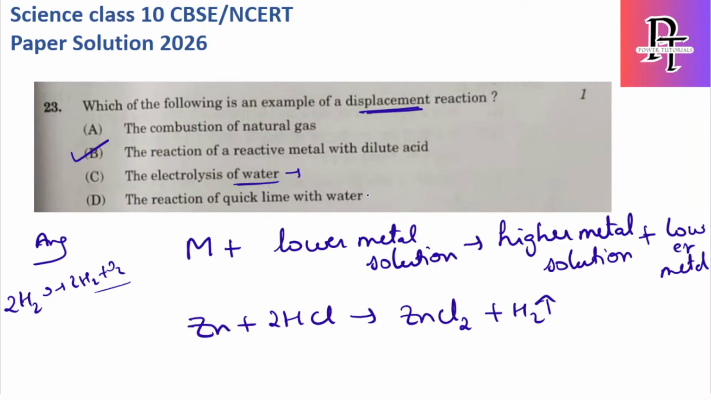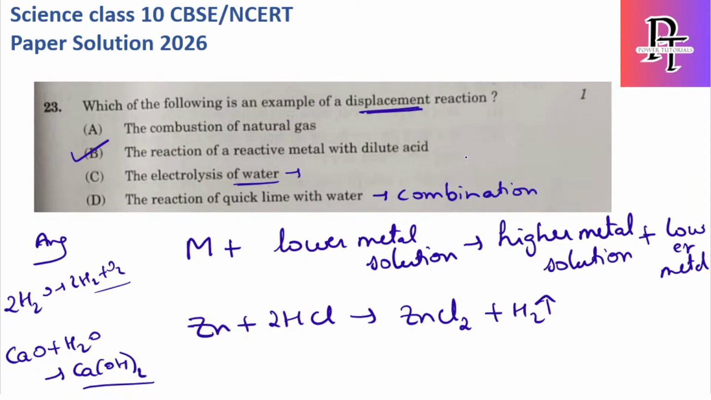What about the reaction of quicklime with water? This is also a combination reaction. Quicklime is CaO, plus water, H2O. These two combine to form slaked lime, which is Ca(OH)2. So this reaction is a combination reaction, where two or more substances are combined to form a single product. What about electrolysis of water? It is decomposition. So what is decomposition? When one substance breaks into two or more products.